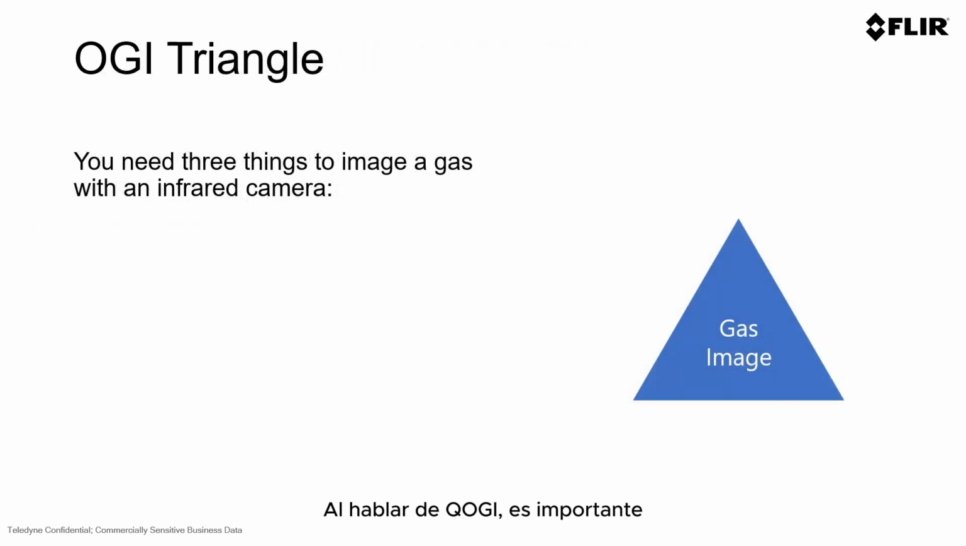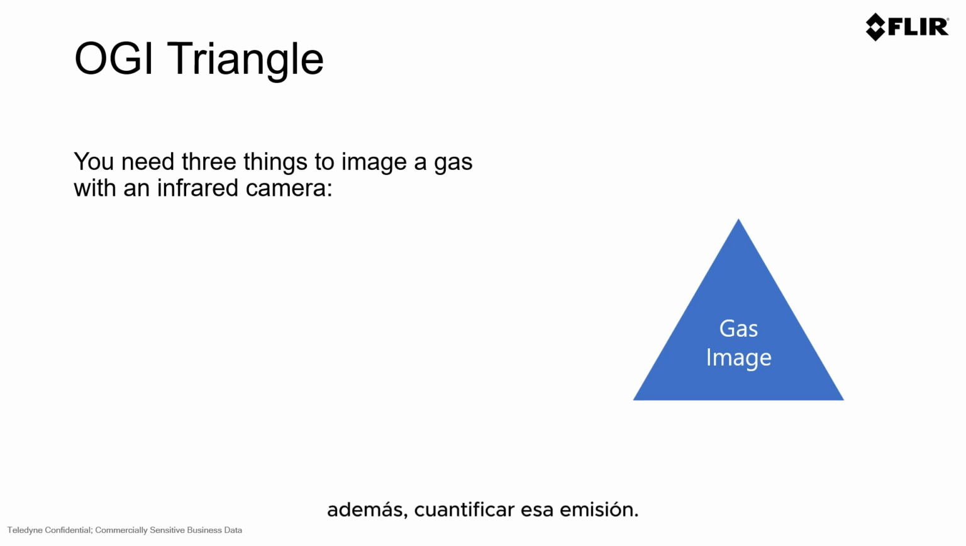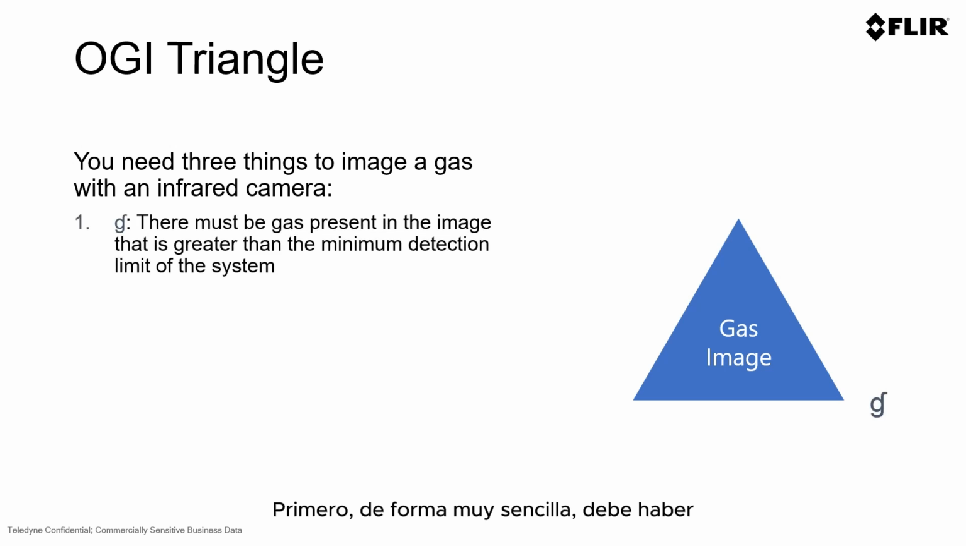As we talk about QOGI, you need to understand the optical gas imaging triangle. In general, there are 3 things that need to be present in order for an optical gas imaging camera to see an emission as well as quantify that emission. First, very simply put, there needs to be gas in the field of view or in the screen. If there's no gas present, you can't detect it and you can't quantify it.